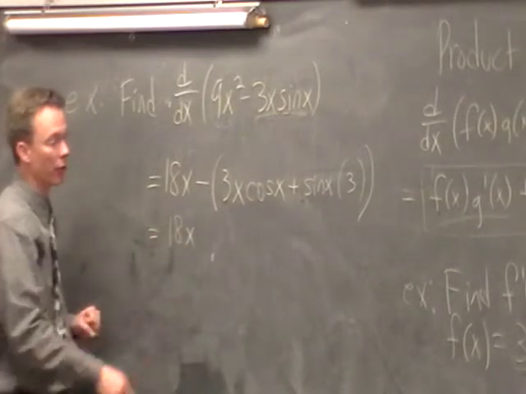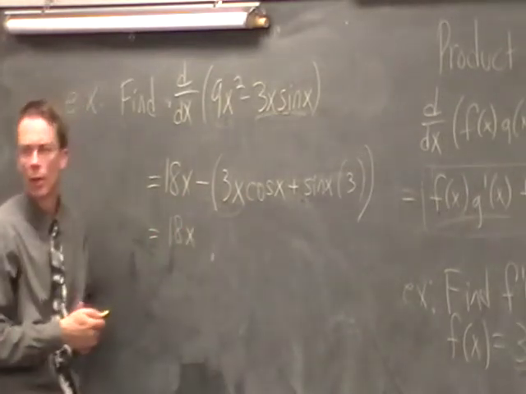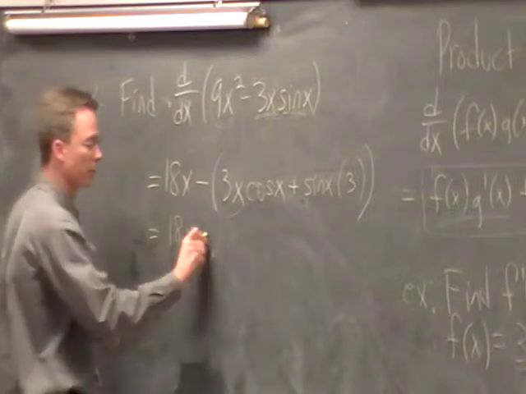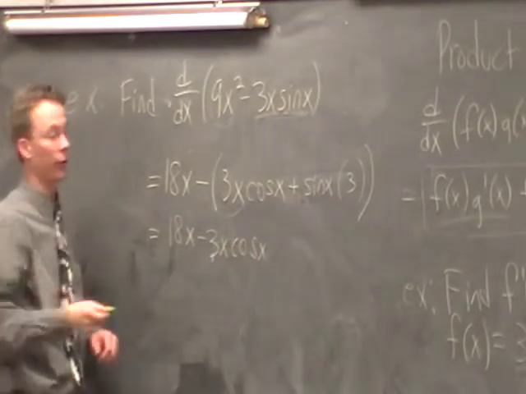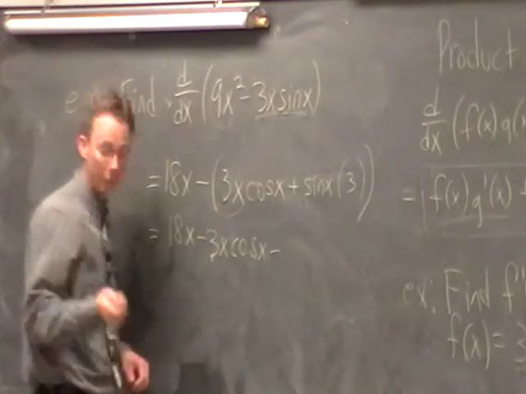We got an 18x. We got a minus 3x cosine x. We also have a minus 3 sine x.